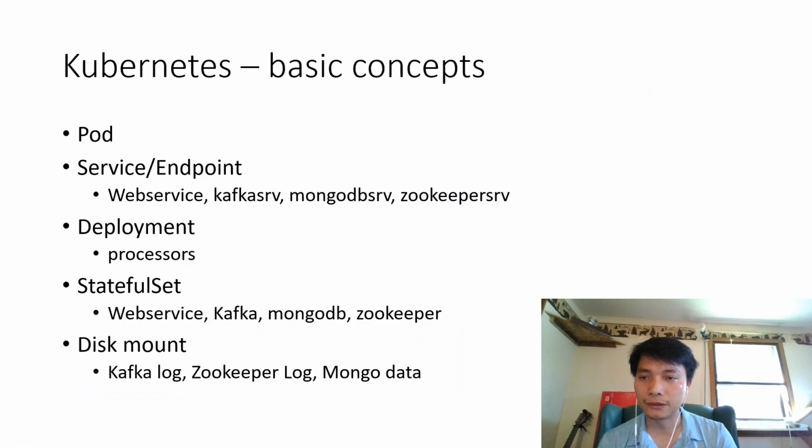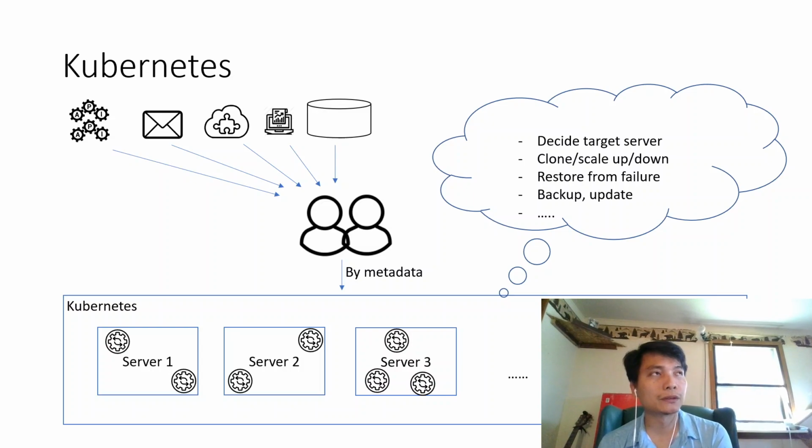Deployment and stateful. Deployment and stateful are to control how an application is scaled up, scaled down, and how to set up. Deployment means that every pod in a deployment is the same, is equal. Every pod can handle requests to that deployment. For example, we have a deployment for app processors, and a deployment that has multiple pods, so each pod in the deployment can handle requests to that deployment.